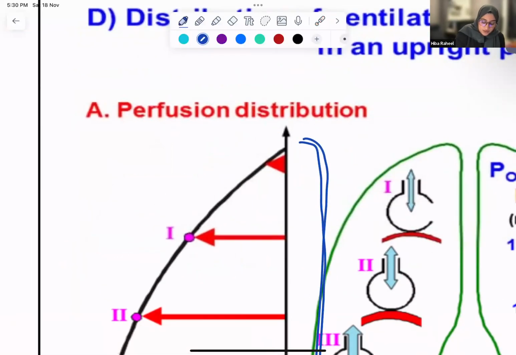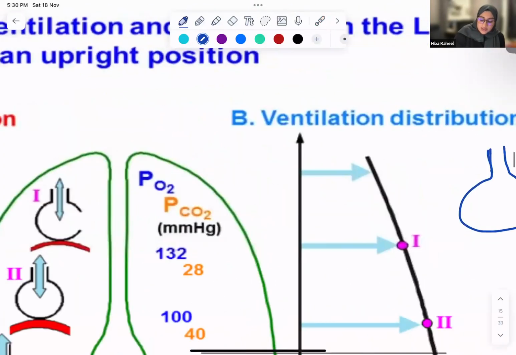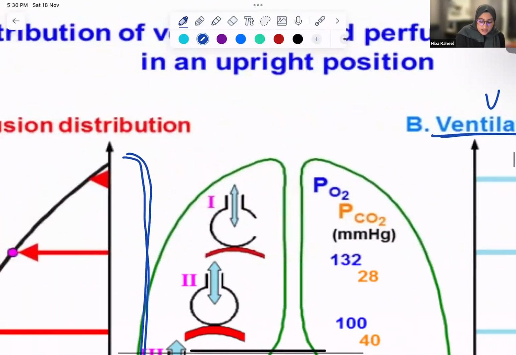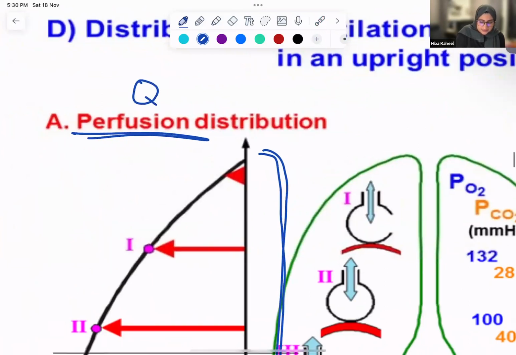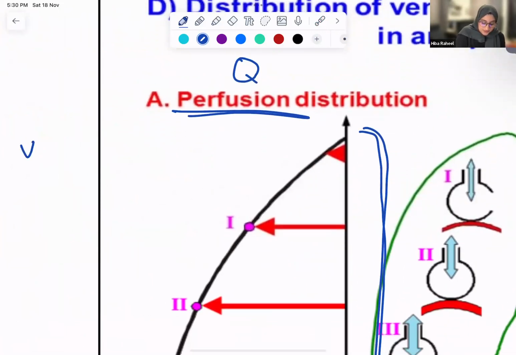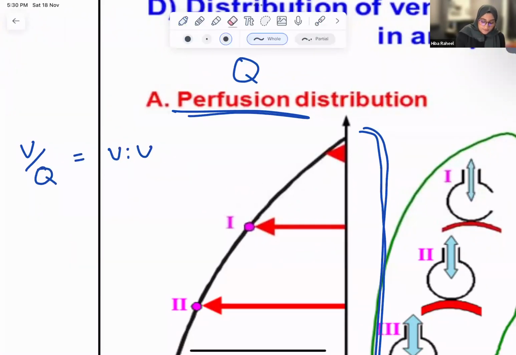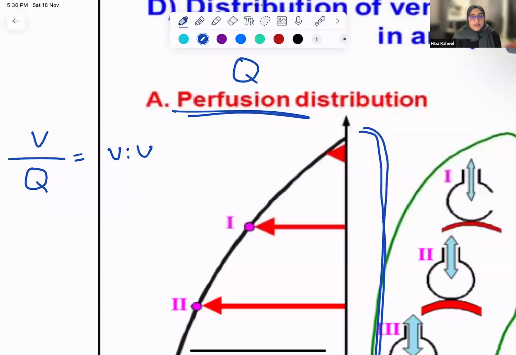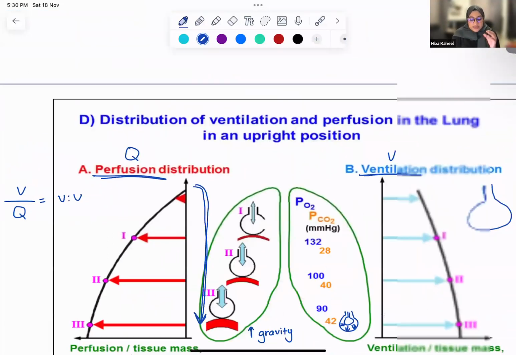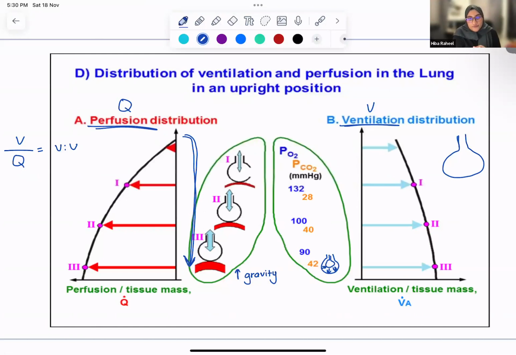Ventilation is denoted by the letter V, and perfusion is denoted by the letter Q. So the VQ ratio is literally the ventilation divided by the perfusion. Okay, that is what VQ ratio means. We will take one part of the lung, we will check how the perfusion is, we will check how the ventilation is, we will put the numbers on top of each other, we will divide it, and that's when we get the VQ ratio.